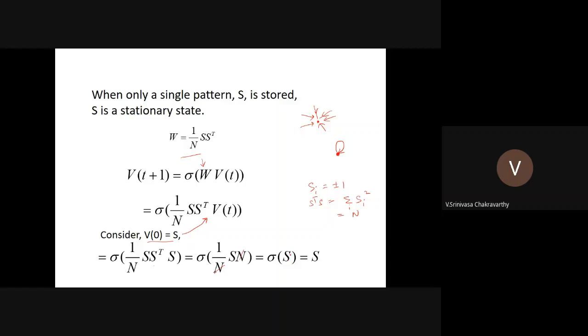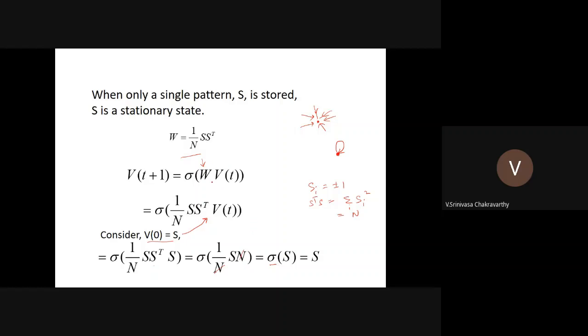Now each of the entries of S is plus or minus 1. So sigma of that, since sigma is the sign function, gives you S. So basically V is equal to S. Then this network stays there. The update doesn't change. So therefore you can easily show that V equal to S is stationary.